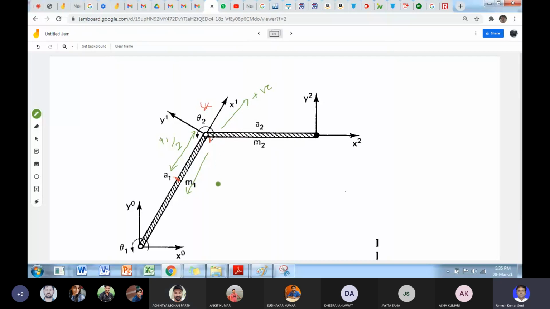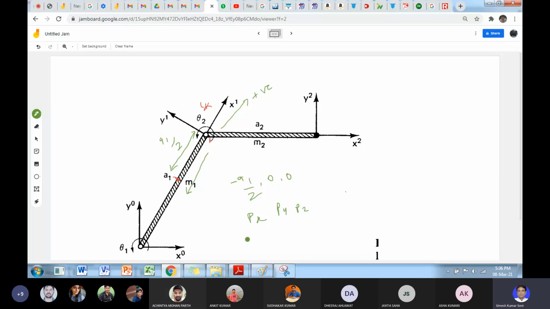So what is the coordinate of this center of mass with respect to this coordinate frame? This will be minus a1 by 2, and in the y direction, what is the position of the center of mass? This is 0. Okay, and in the z direction, what is the position of this center of mass? This is 0. Okay, so px, py, pz has been defined as minus a1 by 2, 0, 0.